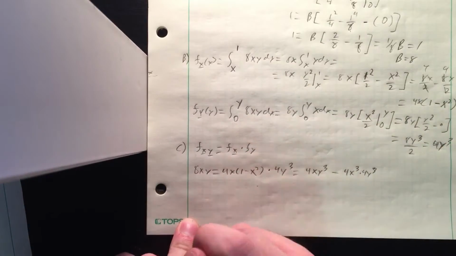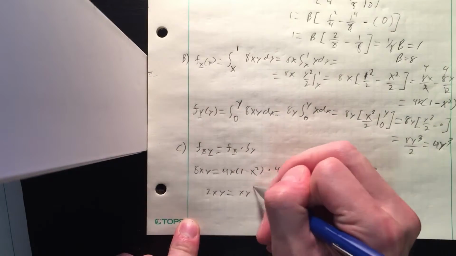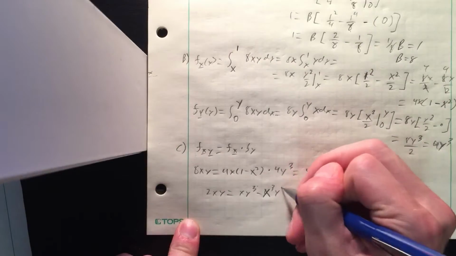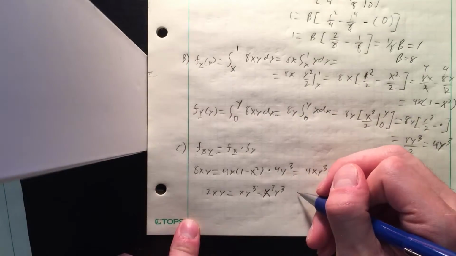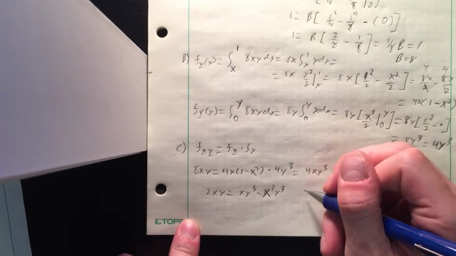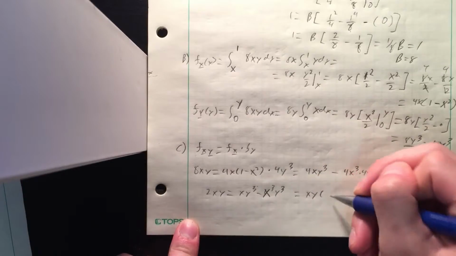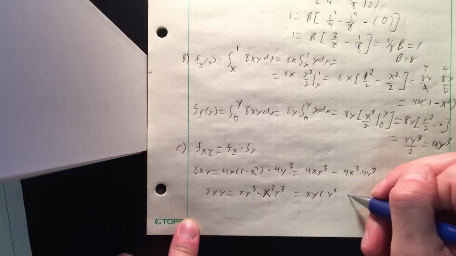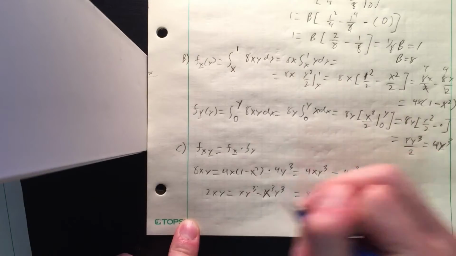But let me just reduce a little bit. 2xy is equal to xy cubed minus x cubed y cubed. And in this case, you could even try to equate both sides a little bit. Take an xy out of both terms, you're left with a y squared, and you're left with an x squared y squared. So that's going to cancel out.